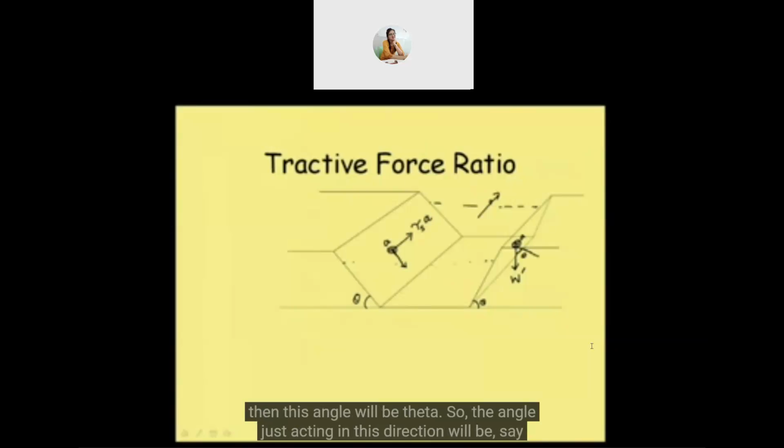So the force acting in this direction will be W sine theta. Theta is away from this part. So this is theta, and theta is the angle between this line and that line. Okay, and this line is perpendicular to this plane, and then it is perpendicular to this. So this is theta, and this is W sine theta.